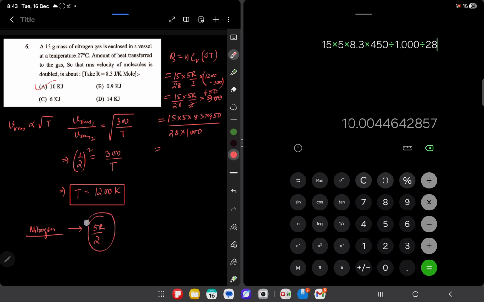Now for nitrogen, Cv is 5R by 2. So Q is equal to n Cv delta T. n is 15 by 28, Cv is 5R by 2, and delta T is this much.